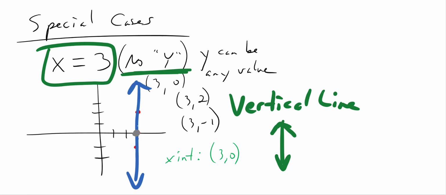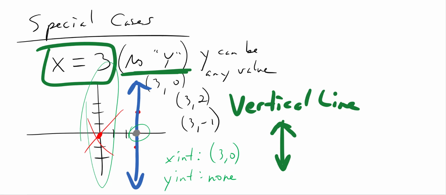It's crossing right there. Where's it crossing the y-axis? So where's the y-intercept? Here's the y-axis. Where's it crossing it? Well, it's not. It's up and down over to the right of it. It's never crossing the y-axis, so you need to write none there. Not 0. Don't write 0. 0 is right here, and it's not there. It's none. There is no y-intercept.